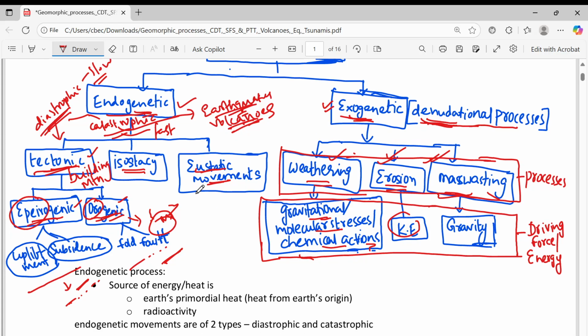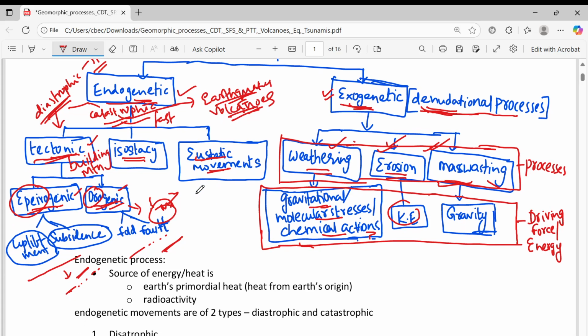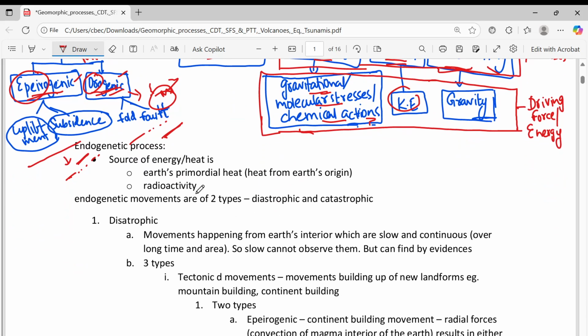So first you come to endogenetic process. What is the source of the energy, or what is the source of heat? There is the earth's primordial heat, meaning when the earth formed, it has not lost all that heat. Still some heat is there within the earth. So that heat is the reason.